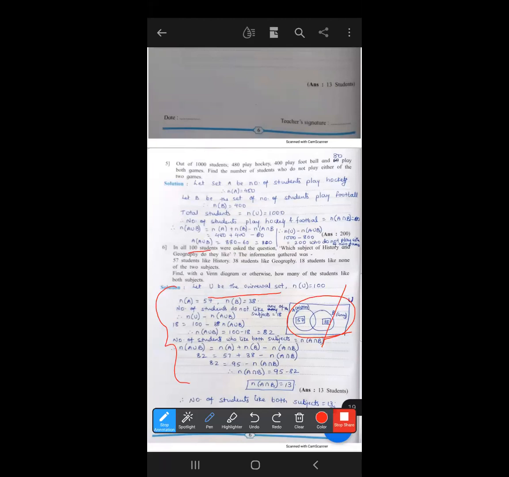So we will take the number of students who like history as the set A. So n of A equals 57. The number of students who like geography we will take as B. So n of B is equal to 38. Now, the number of students who do not like any of the subjects, means they don't like history, they don't like geography. So how many are there? They are 18.